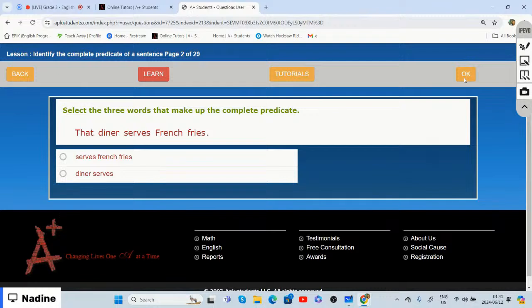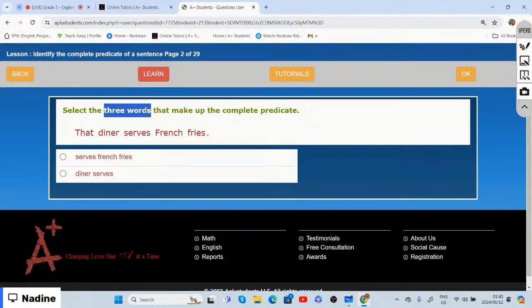Remember, we said that the predicate is either one word or it can be more than one word, right? Which means that we take the verb plus all the other words that come after the verb. So here, once again, they say we need to select three words that make up a complete predicate.